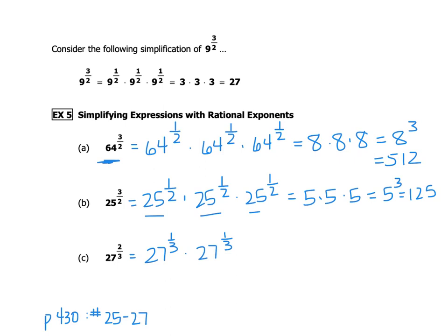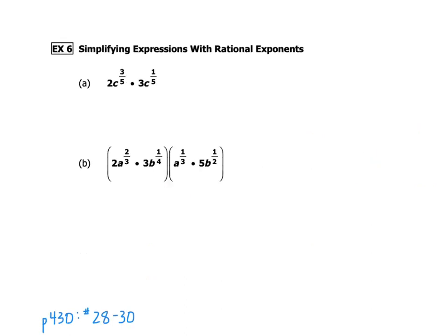In the last problem, I've got 27 to the 2/3 power. That means I'm going to write 27 to the 1/3 power 2 times. We did this one on the last page. What this means here is what multiplied by itself 3 times gives us 27, and that is 3. So this is 3 times 3, which gives us 9.